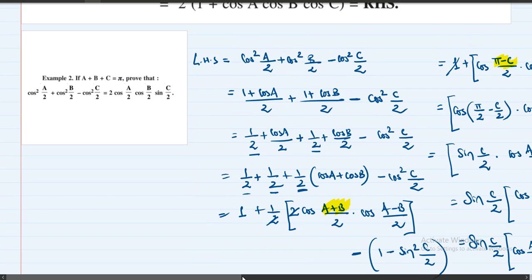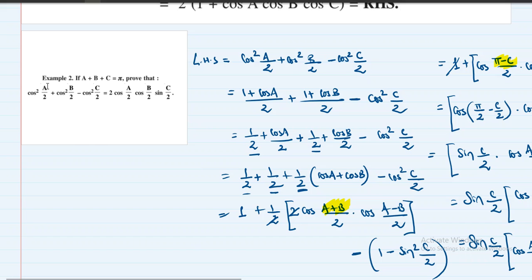Next question. We have a plus b plus c is pi, and we have to prove cos square a/2 plus cos square b/2 minus cos square c/2 is 2 cos a/2 cos b/2 sin c/2. Let's see how to do this.